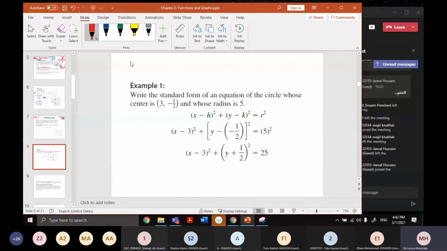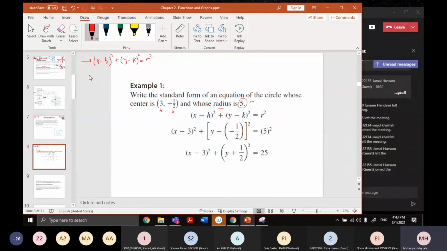I have in my mind the equation of the circle. It is x minus h the whole square plus y minus k the whole square, equal to r square. So I have to write it in this form. Do I have my h and k? Yes, this is my h. The x value of the center is h. The y value of the center is k. And do I have r? Yes, it is here. It is 5. So this is r, because the radius is 5.